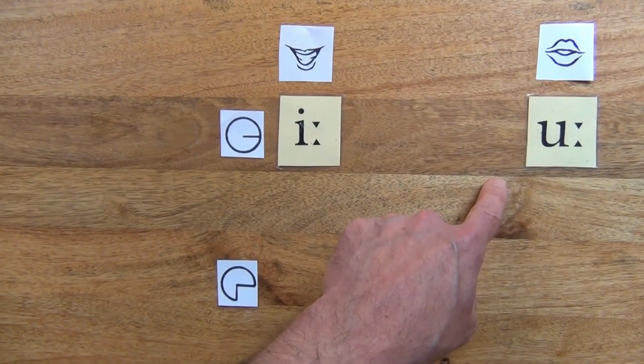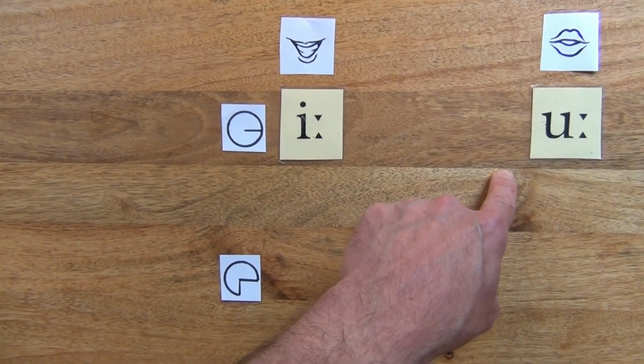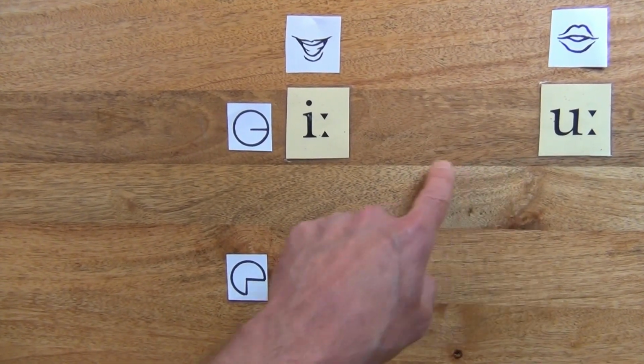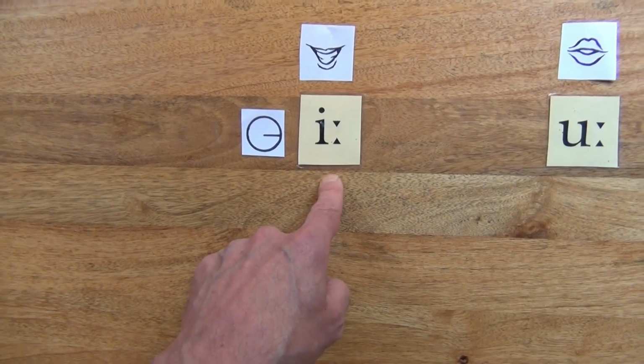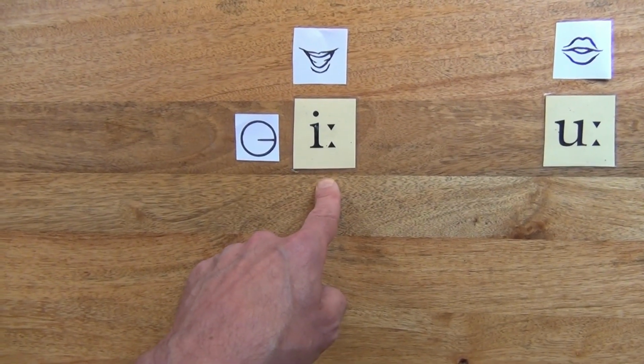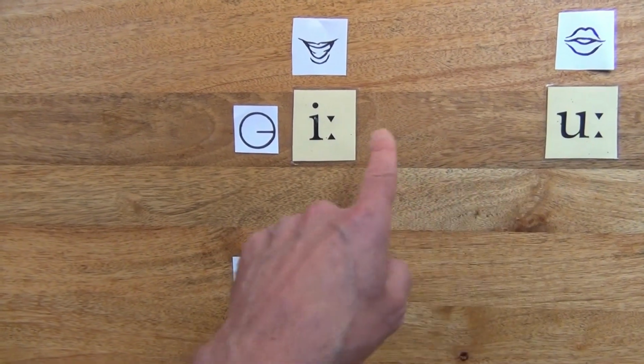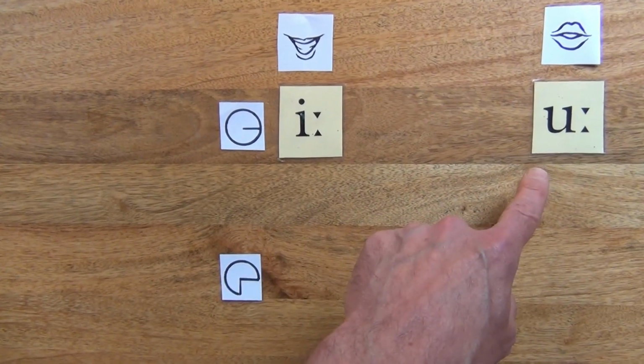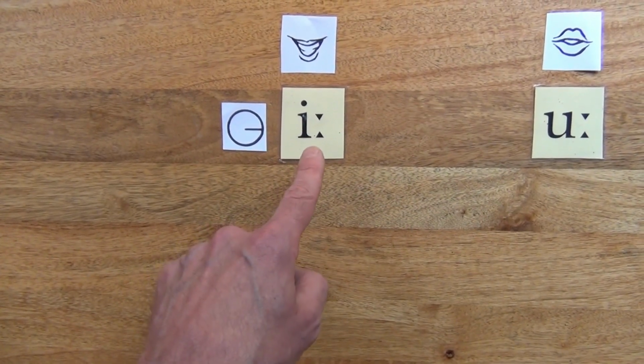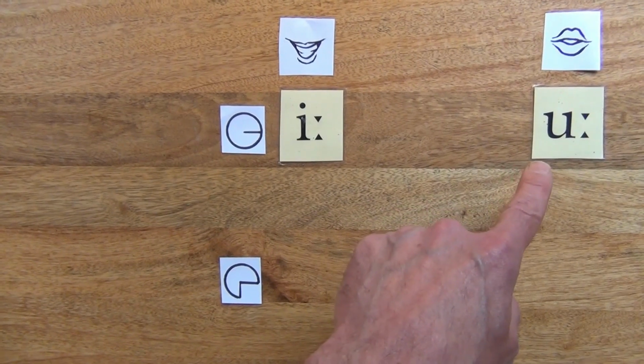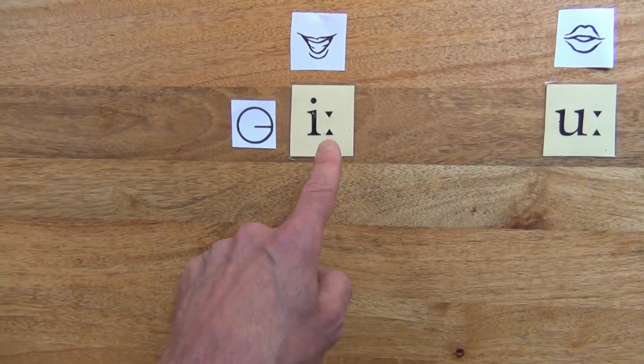So over here we have ooh, which is in words like you. And then over here, ee, like me. You, me, ooh, ee. So that's kissy and that's smiley.